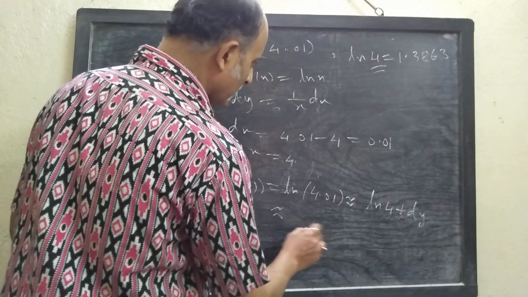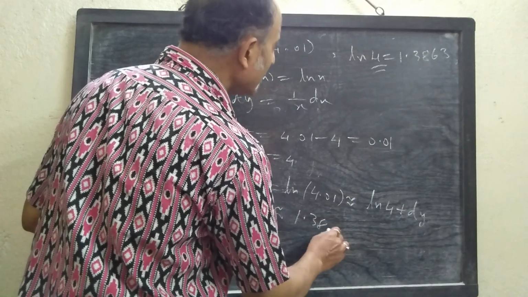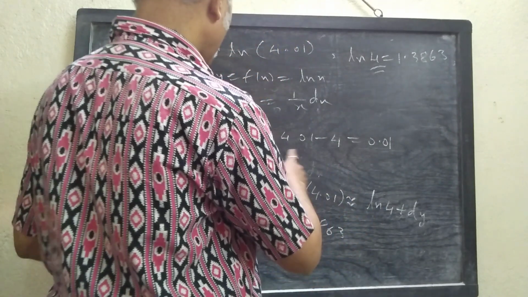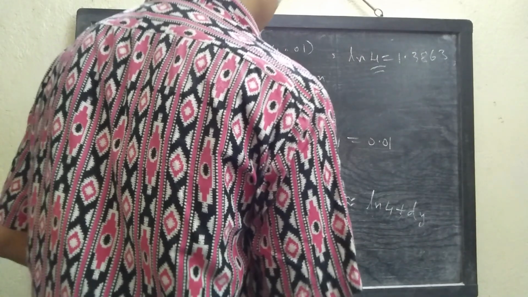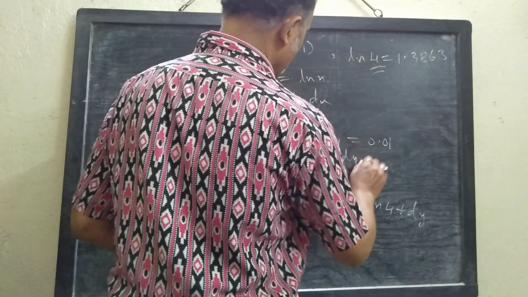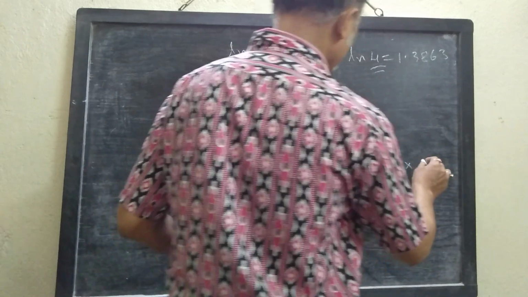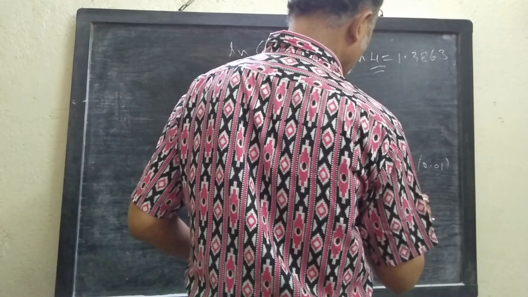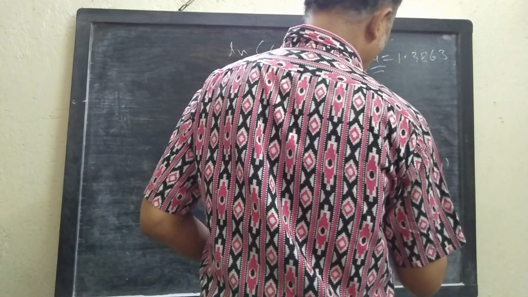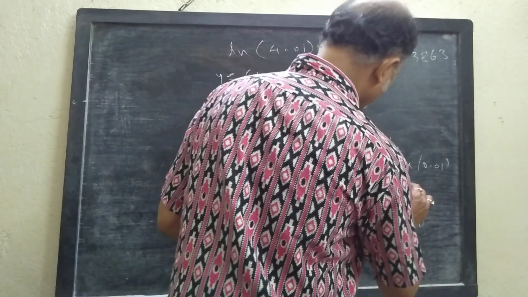This is approximately equal to ln 4. You have given 1.3863 and your dy is, oh we have not calculated dy. Calculate dy. Dy will be 1 by x, x is 4, into dx is 0.01. This will be 1 by 400. So its value will be 0.0025.